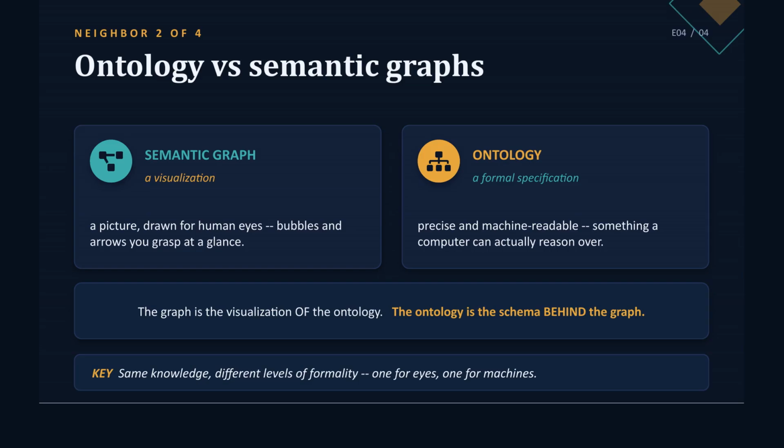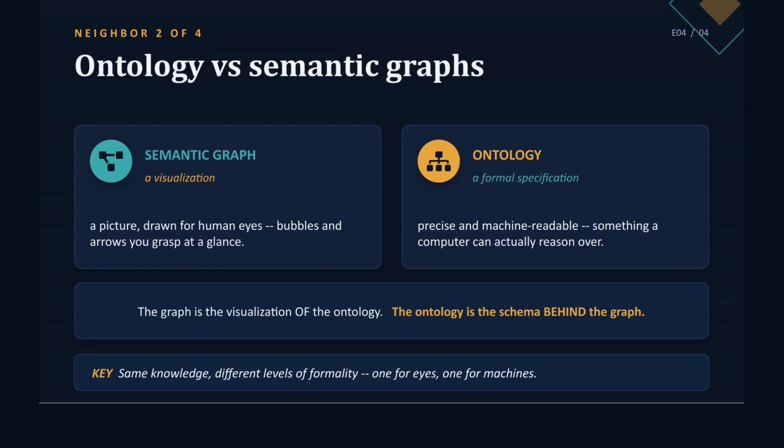The second neighbor is the semantic graph, the kind of pretty bubbles and arrows diagram you have surely seen many times. Here the distinction is subtle, but it really matters. A semantic graph is a visualization, a picture, drawn for a human to look at and grasp quickly. An ontology is a formal specification, something precise and machine-readable, that a computer can actually reason over.